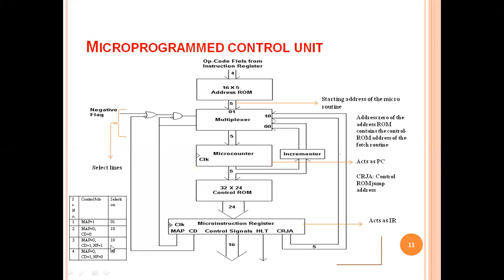Now when map is equal to 0, CD is equal to 1, and NF is equal to 1, I have already told that will be 1 0. 1 0 means whatever address is written here, it has to take. Otherwise, when NF is equal to 0, that means negative flag is equal to 0, it has to increment the data. So that will be 0 0.